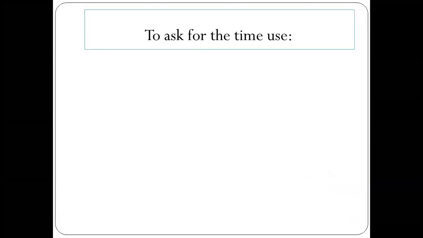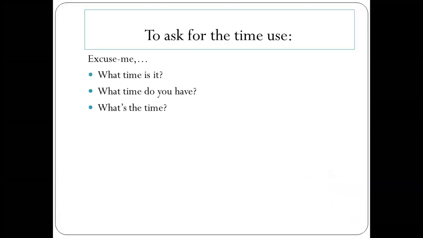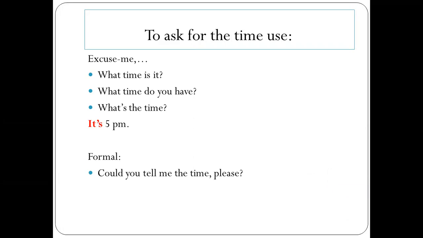Okay, so to ask for the time, you can use the following questions. Excuse me, what time is it? Excuse me, what time do you have? Excuse me, what's the time? Or, well, in this case, you can answer it's 5 p.m. If you want to use a formal question, you could use, could you tell me the time, please? And you would answer, it's 2 o'clock.